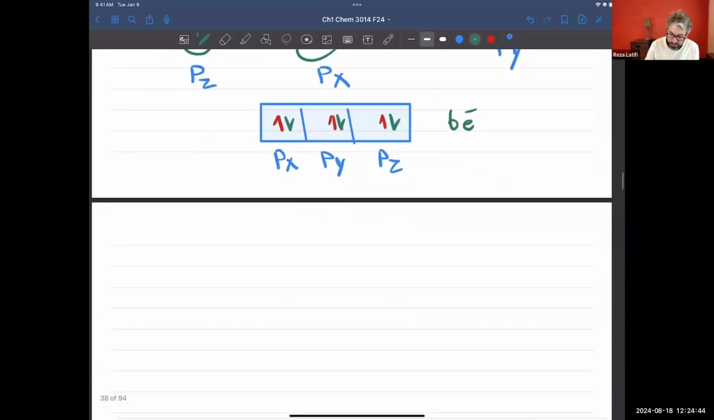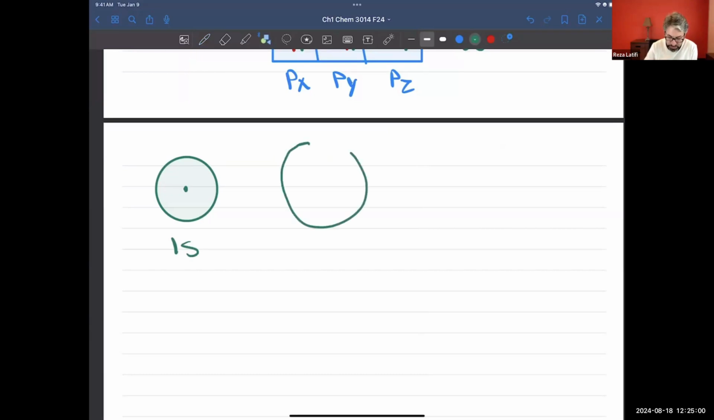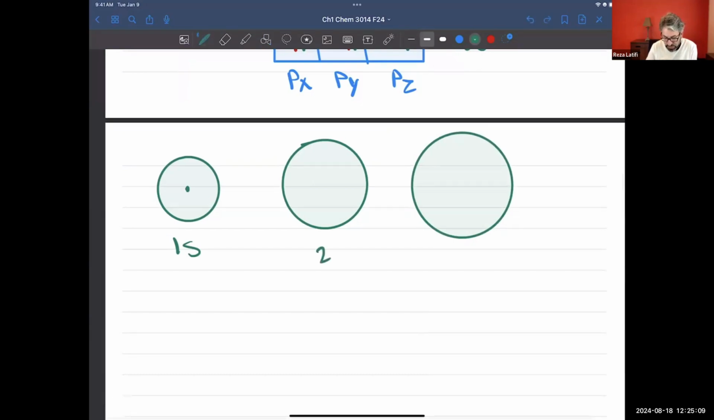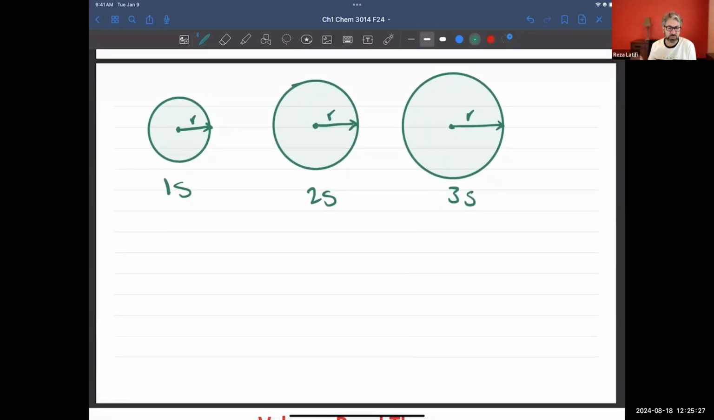Okay. How about the s orbital? S orbital is a spherical orbital. Always it will be spherical. If this one is a 1s orbital, the 2s orbital is going to be a bit bigger, and that's going to be 3s orbital. So when we get far from the nucleus, the size of the orbital will be bigger. Those represent the radius of the orbital. So the size of the orbital gets bigger as we move far from the nucleus.